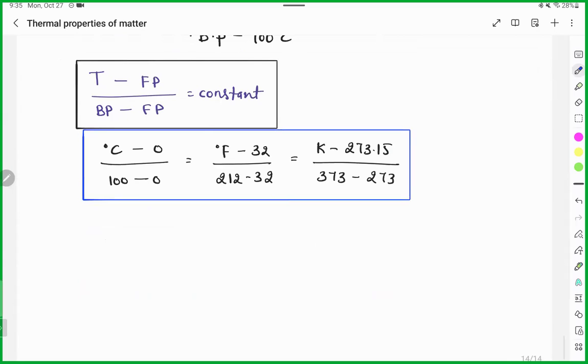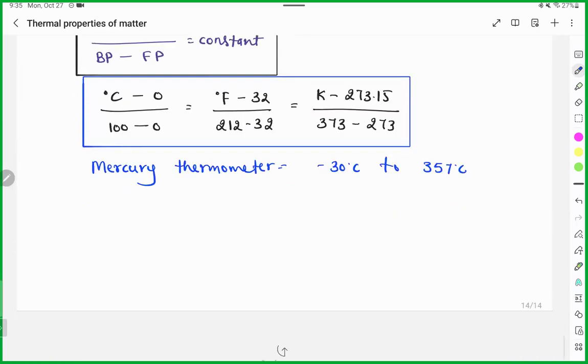Even you can use mercury thermometer, because this is one of the PYQ questions. In case of mercury thermometer, it can measure from minus 30 degrees Celsius to 357 degrees Celsius highest.